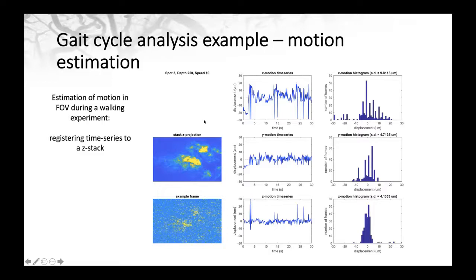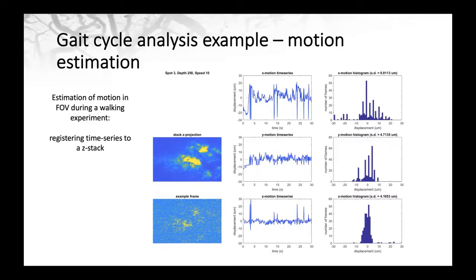So how do we know that that works? Well, here we have on the y-axis the displacement for the x motion, y motion, and z motion over a particular time series. And on the right, this shows the histogram of the displacement that we see over particular frames.